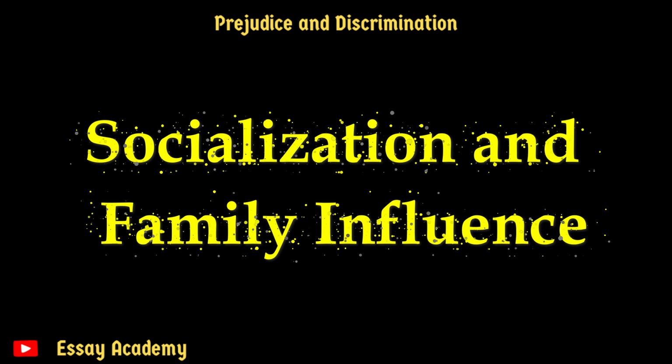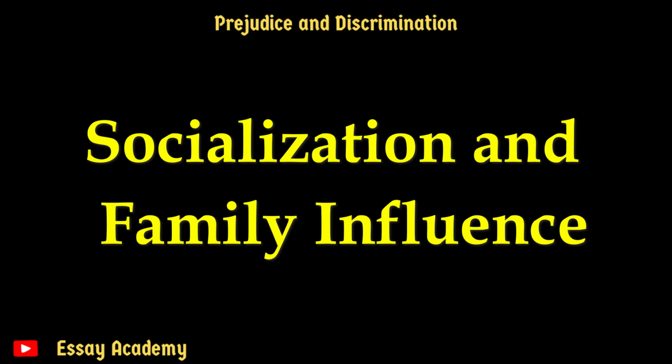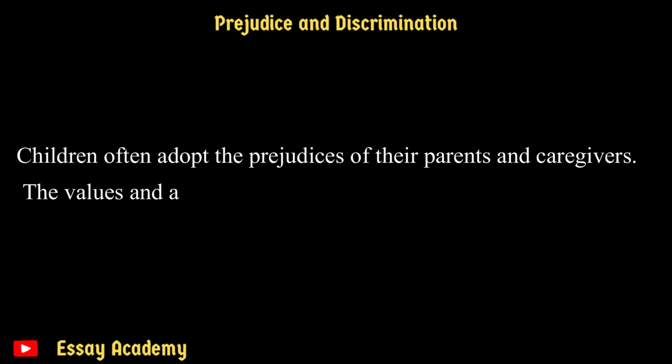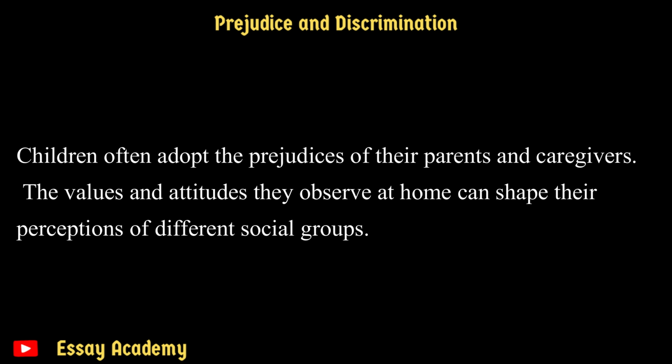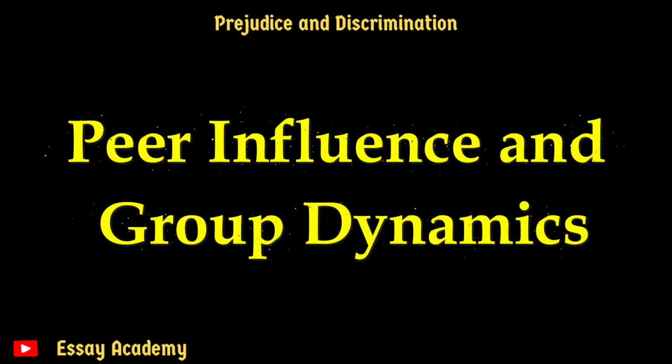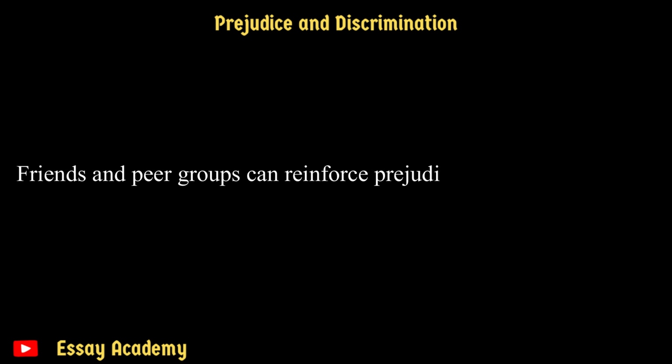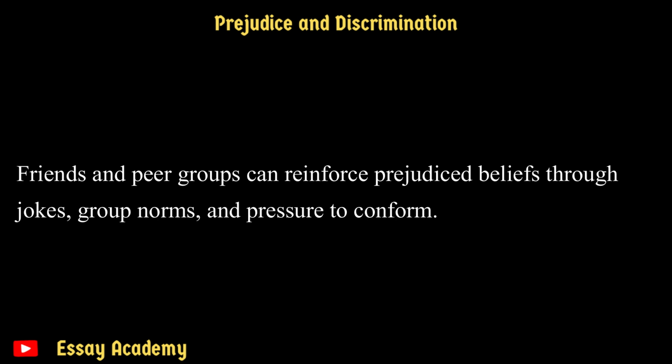Socialization and family influence. Children often adopt the prejudices of their parents and caregivers. The values and attitudes they observe at home can shape their perceptions of different social groups. Friends and peer groups can reinforce prejudiced beliefs through jokes, group norms, and pressure to conform.